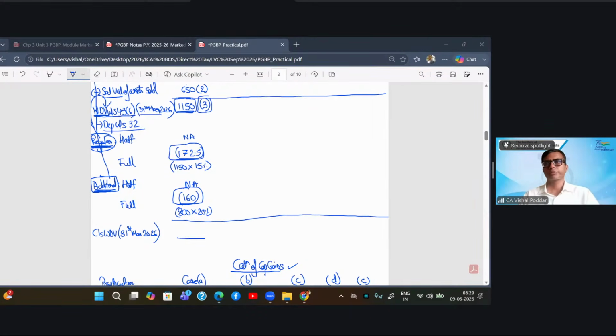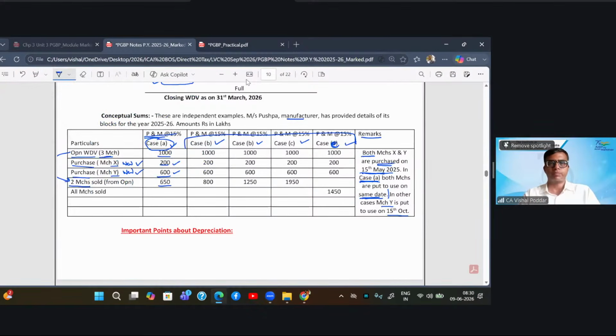Fine, students. Simple. Your majority of depreciation calculation will be falling in situation A. Now we go to situation B. Okay, there is some typo error. This should be C. This should be D. Yes. Now we go to case B.